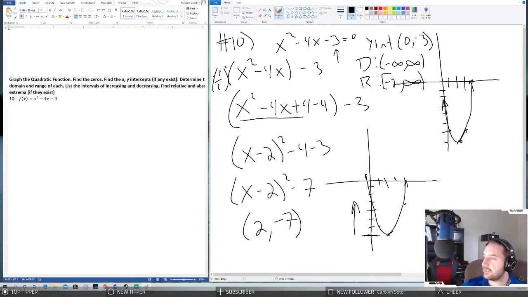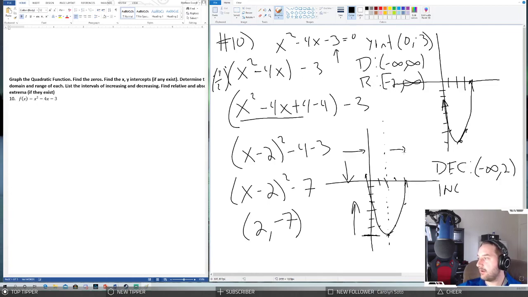Intervals of increasing and decreasing. So if I examine it this way, as I move this way, my graph is going down. So that's going to be decreasing from negative infinity until I get to 2. As I move this way, my graph is going up, so it's going to be increasing from 2 to infinity. And then I have a minimum of negative 7. And my camera blocked it. I apologize. There you go.